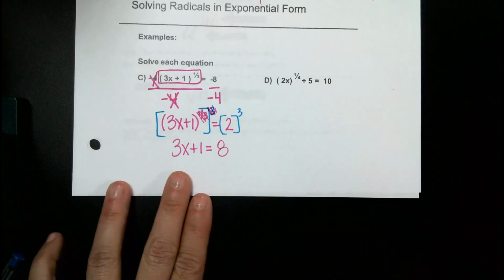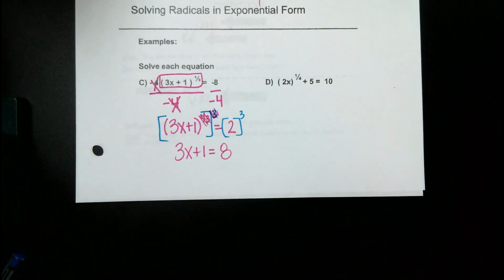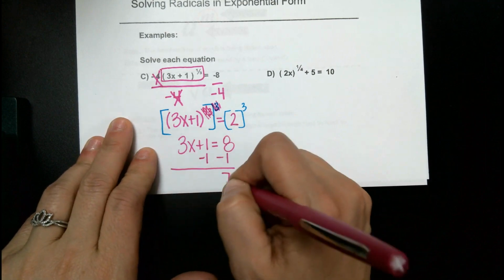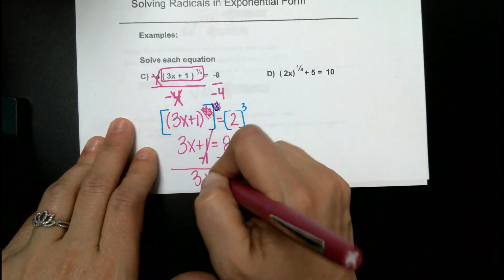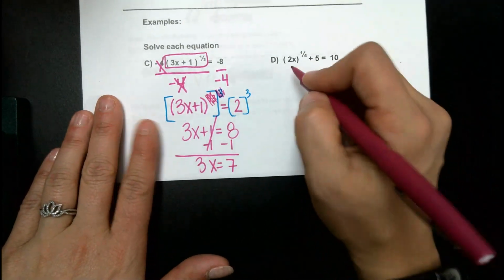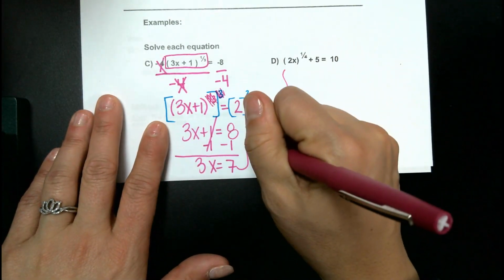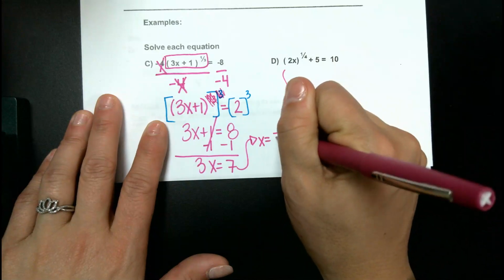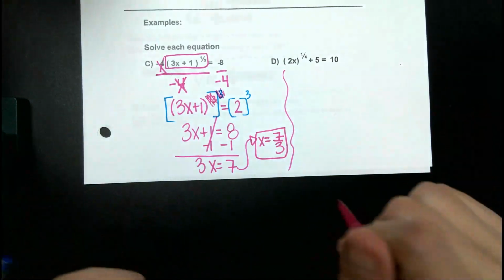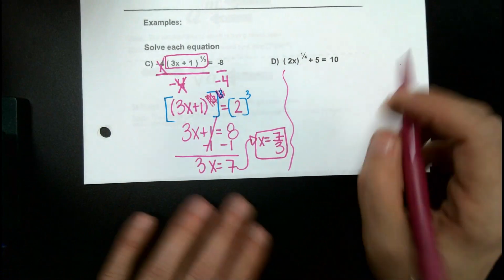And then you guys could finish solving that one. That is a 2-step equation. How would you solve it? Subtract the 1 to get 7. And then we would divide by 3. So I would get x equals 7 over 3, 7/3, or 2.3 repeating.